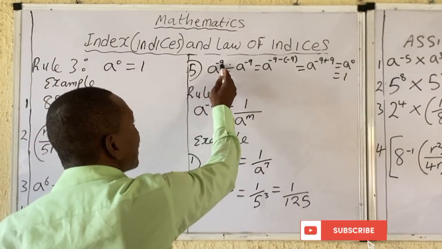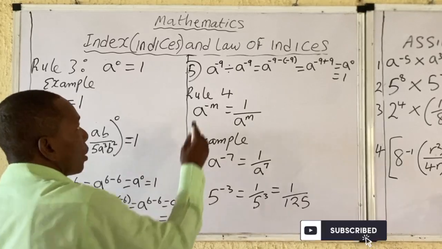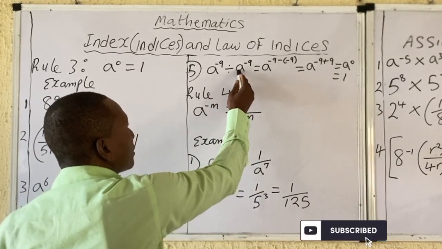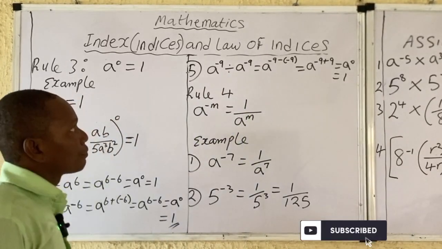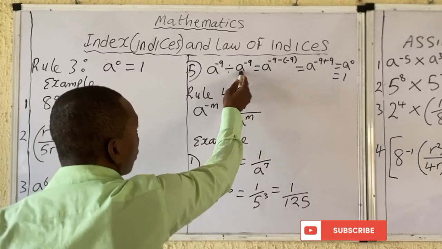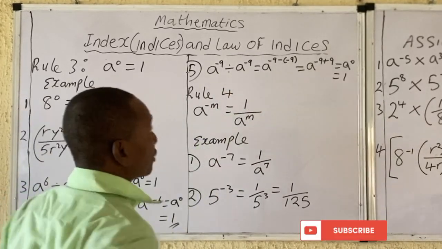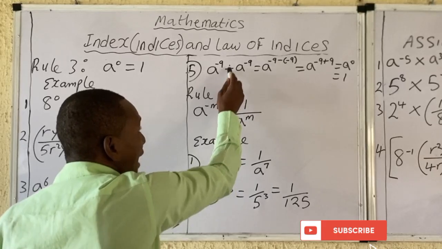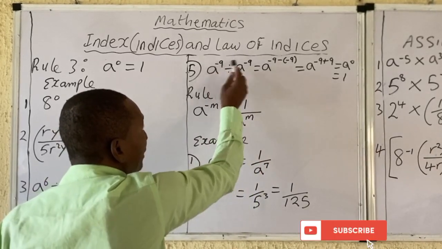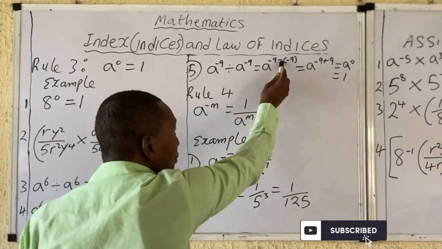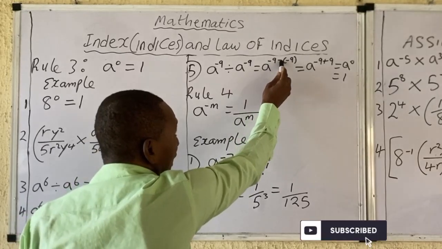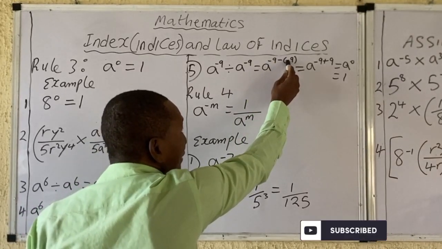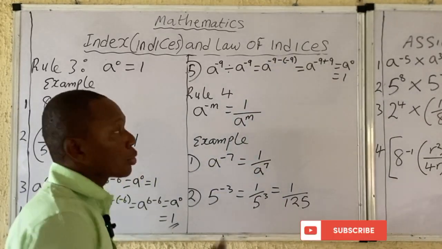A raised to the power minus 9 divide a raised to the power minus 9. Now, take a look at this. Because both bases are the same thing, we'll pick one as usual. Now, remember, this divide is minus sign. So, minus 9 is here, minus which is this divide, minus, then bracket minus 9. All right, you close the bracket.